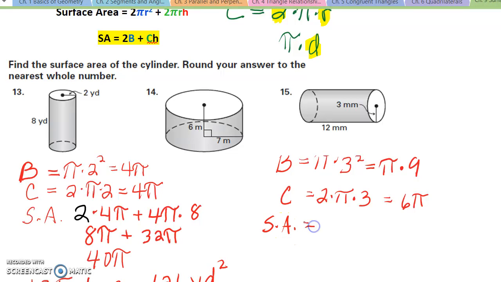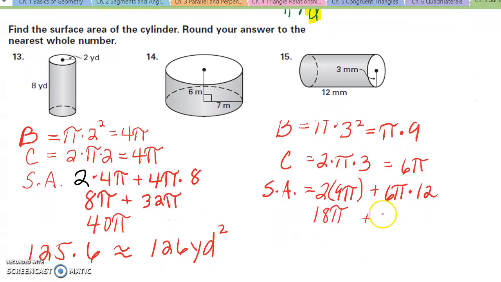Again, there are two bases. So we have to say 2 times 9 pi plus circumference times the height. Here's the distance between our bases. Again, it's lying on its side. So area of the base was 9 pi, and 2 times 9 pi is 18 pi. And 6 pi times 12 is 72 pi. And 18 plus 72 is 90 pi, right?